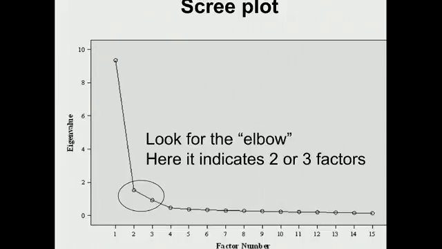So when I look at that, I see, okay, it's definitely 1, it's definitely not 4, so I'm probably looking at 2 or 3 factors, and I'm going to look more closely at the 2 and 3 factor models. Okay, so the scree plot's good for screening out non-solutions and narrowing down to a small set of possible solutions.